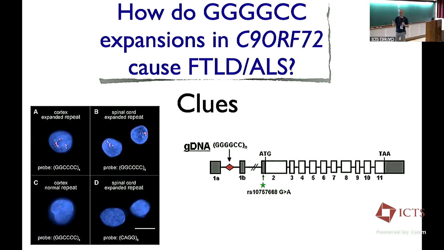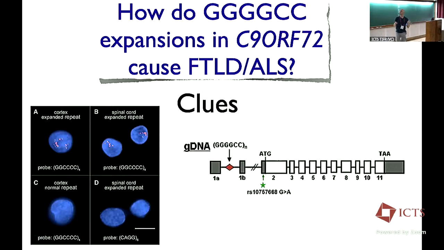It's also possible that having this huge expansion in the regulatory region of your gene might just disrupt the expression and it might decrease expression of that gene. So you might have a haploinsufficiency. And indeed, if you look at patients, you can see they have less expression. So maybe the disease is loss of function. And the other thing that's complicated is this repeat also can get transcribed in the antisense direction, GGCCCC, and that can accumulate. So maybe those RNAs are doing something.